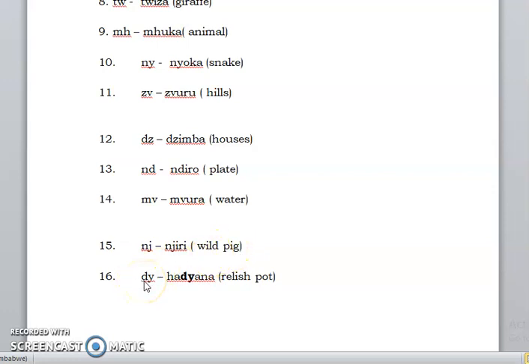The next example is Dy, combination of D and Y. An example would be Dyaigana, which means a relish pot.